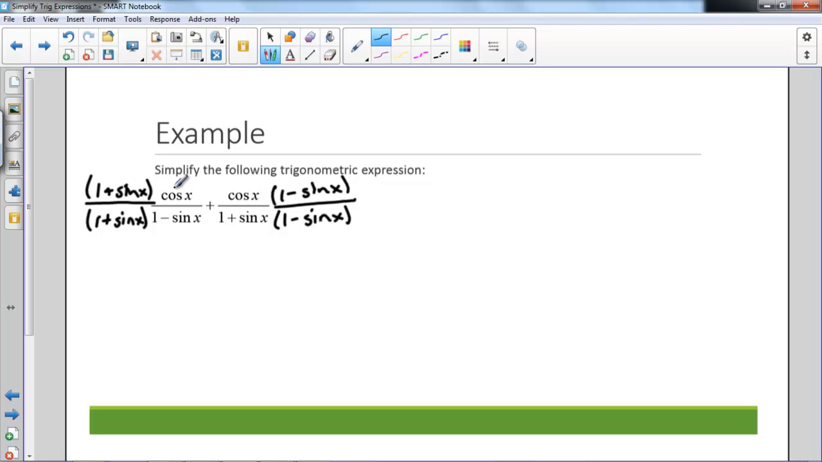All right, now I'm going to distribute this cosine x plus sine x cosine x.